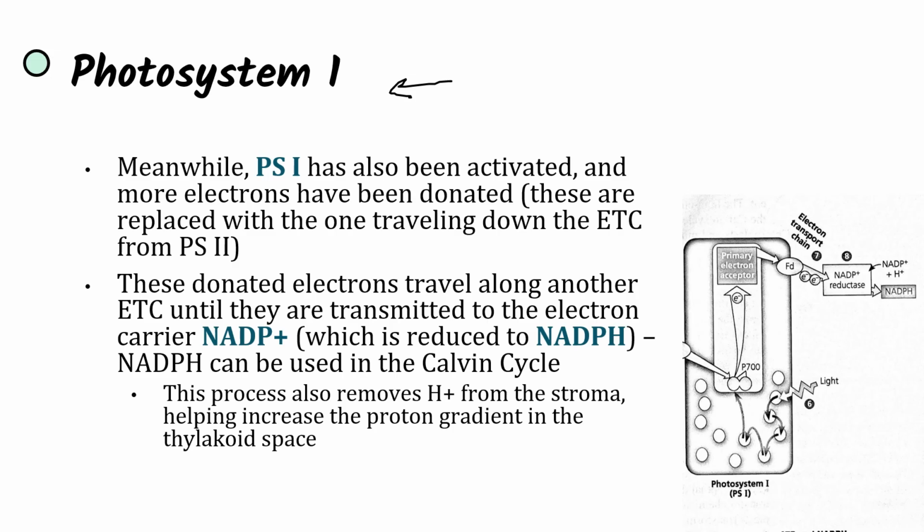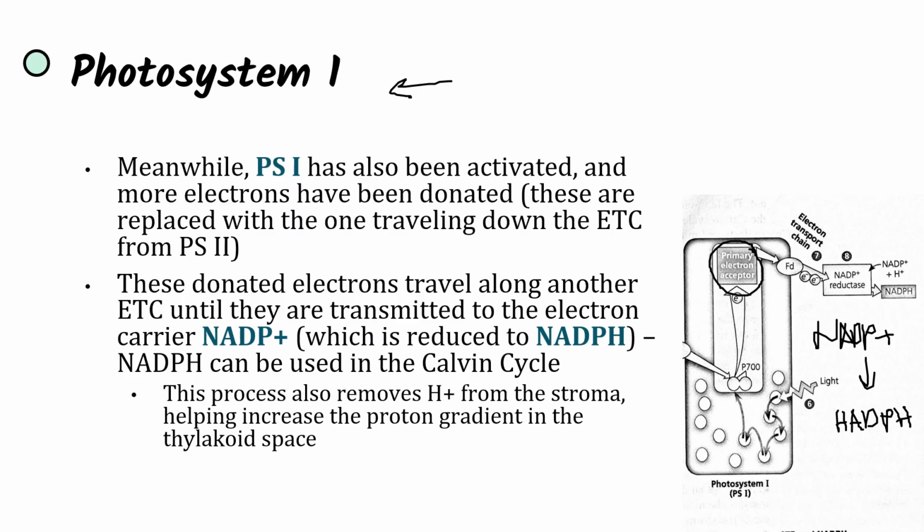These donated electrons from PS1 go through the same process of the light harvesting compound, eventually making it to the primary electron acceptor, and they travel along another electron transport chain until they are transmitted to the electron carrier NADP+. This is important, which is then reduced to NADPH once those electrons have been added to it. And the reason this is important is because NADPH is going to be the other product from the light-dependent reactions that is necessary for the production of glucose.